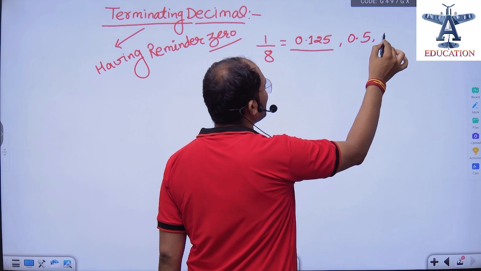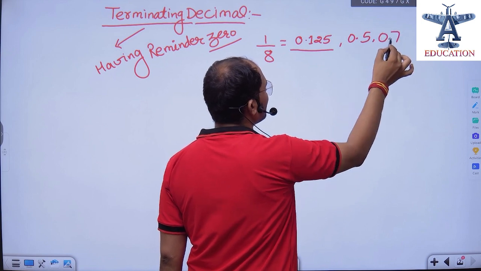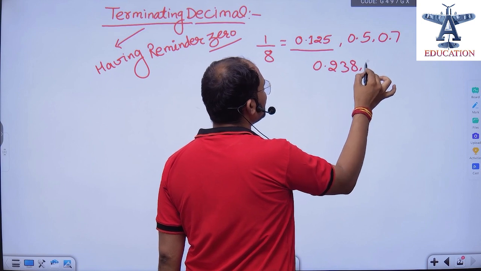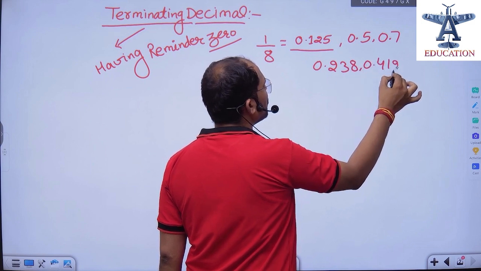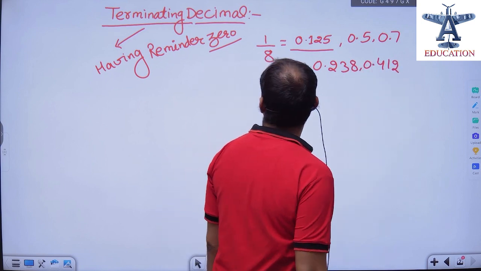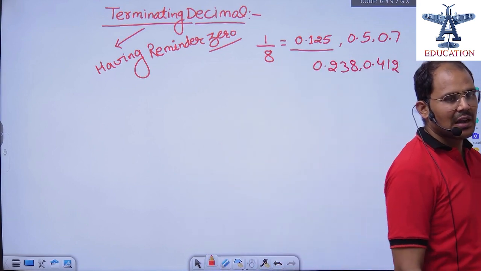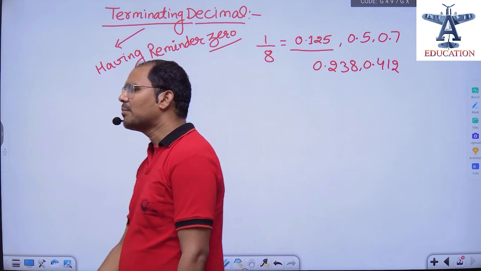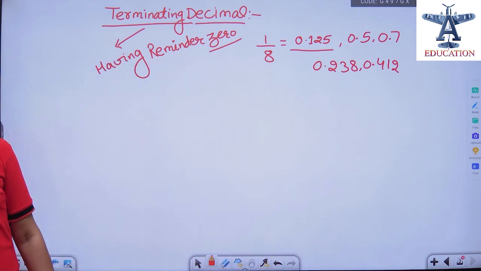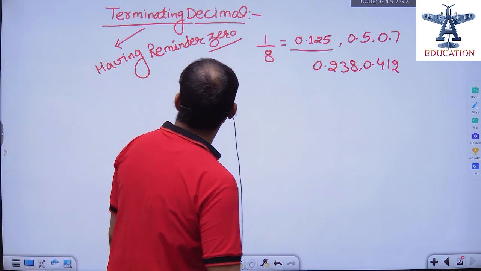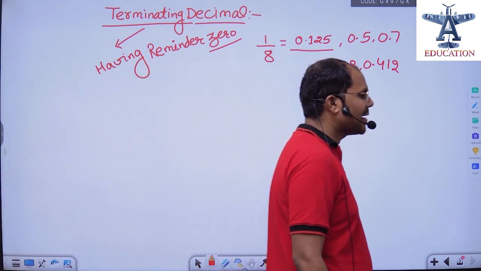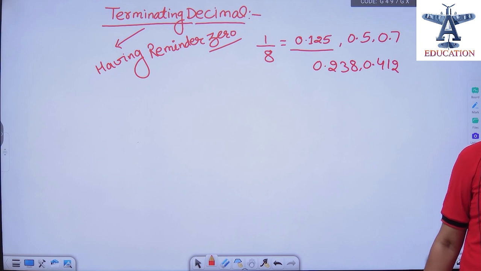0.5, 0.7, 0.238, 0.412, all are terminating decimals. Terminate means end. It means if the number is completely divided, or you can say a number having a remainder 0 is known as terminating decimal.